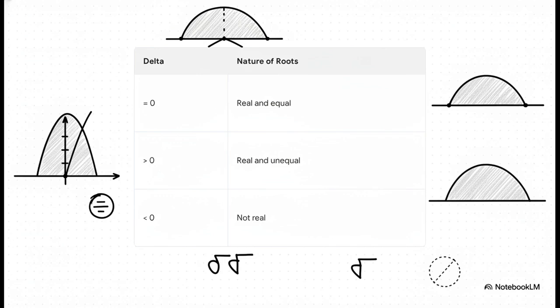If you calculate delta and it equals exactly 0, your roots are real and equal. If delta is greater than 0, so a positive number, the roots are real and unequal. And finally, if delta is less than 0, meaning it's a negative number, the roots of the equation are not real numbers. Make sure you keep this table firmly in your mind, okay?